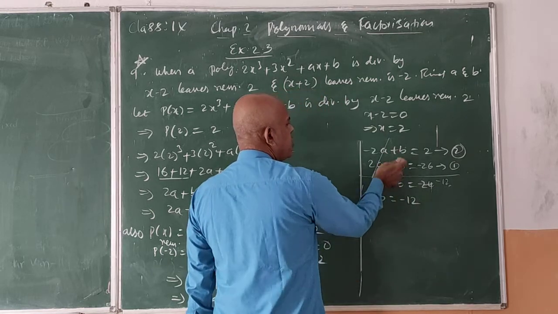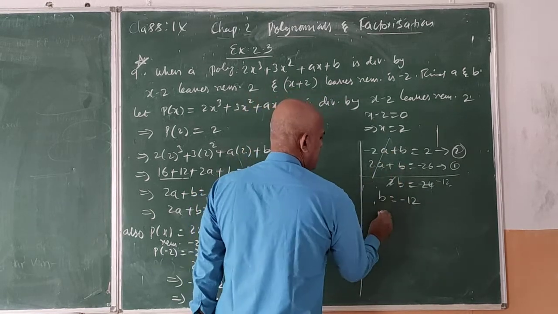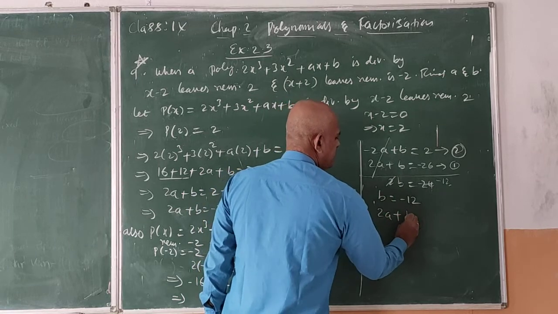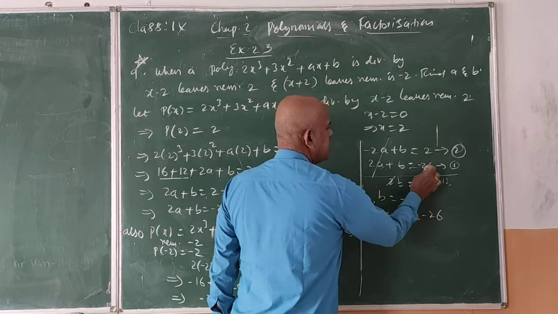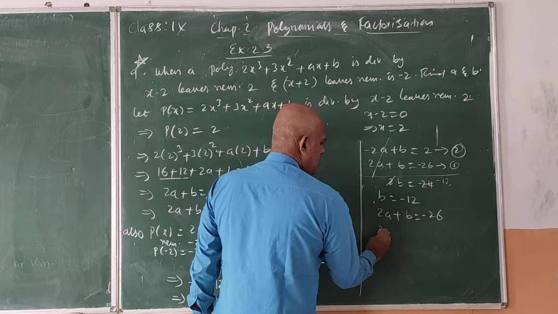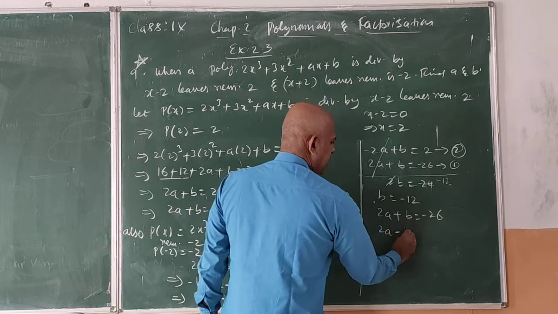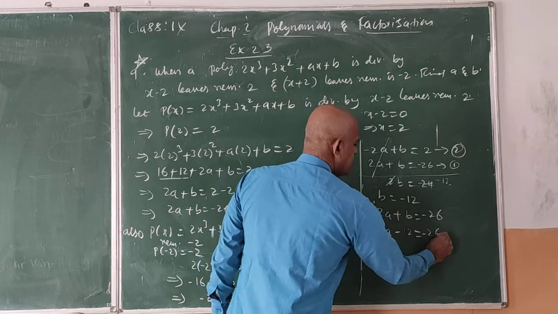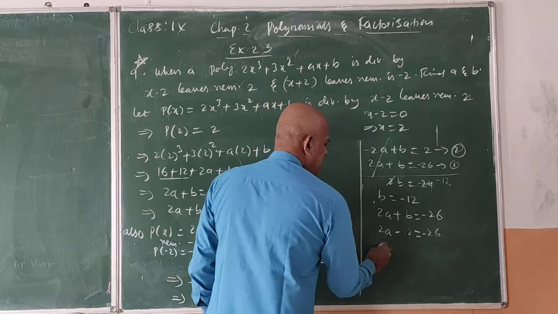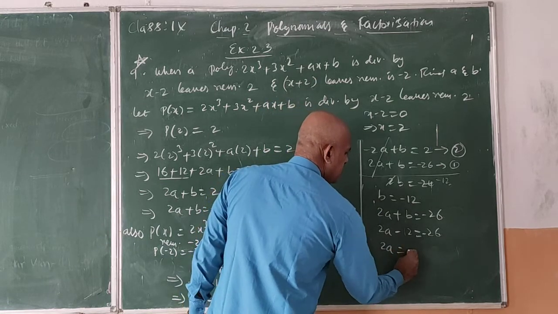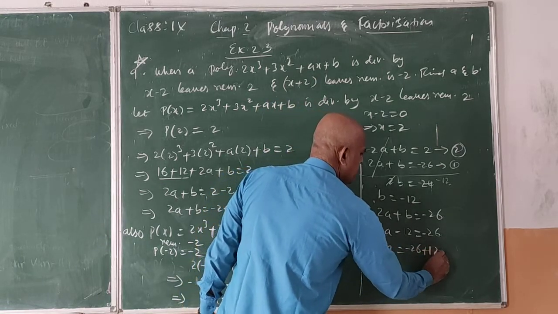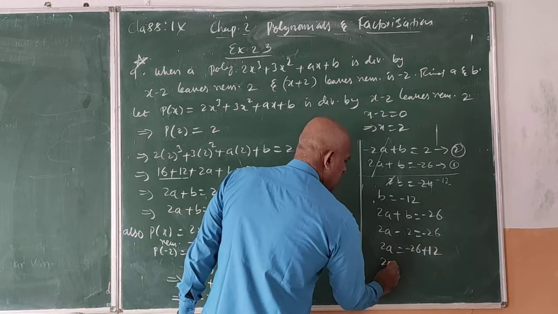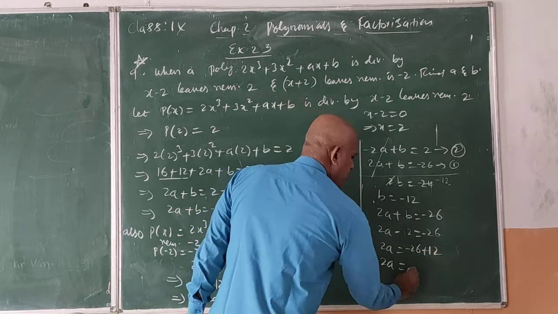So substituting any one of the equations, let us take the first equation. 2a plus b is equal to minus 26. In the first equation, we will substitute the b value. 2a, b is minus 12, is equal to minus 26. So 2a is equal to minus 26 plus 12. Minus 12 transposes to plus 12. 2a is equal to minus 14.